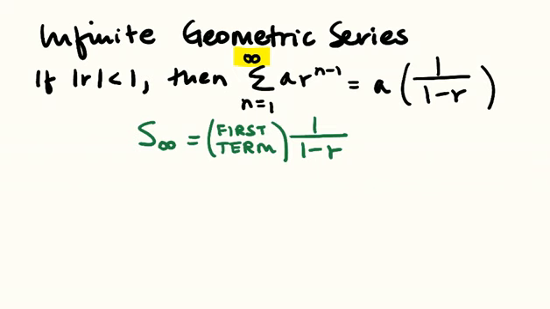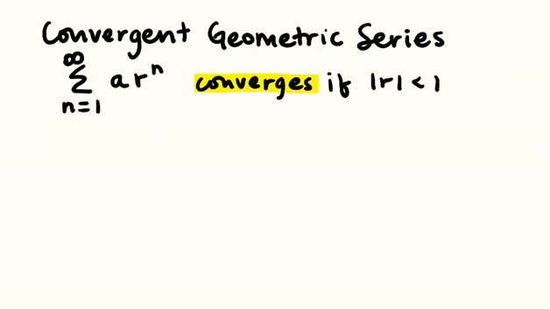This is only valid when r is less than 1 in absolute value. So r is between -1 and 1. If the common ratio of a geometric sequence is between -1 and 1, and we go to add up the terms of the sequence infinitely, we can say that the series converges. Which means that the more terms we add on, the closer and closer we're getting to this one particular value.